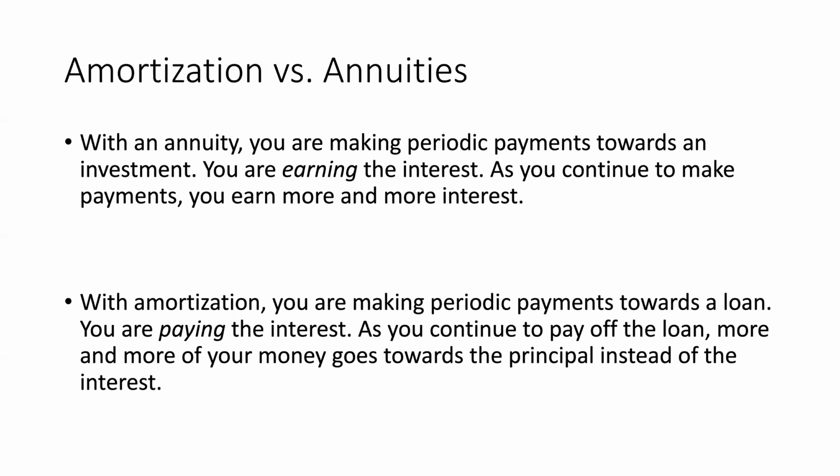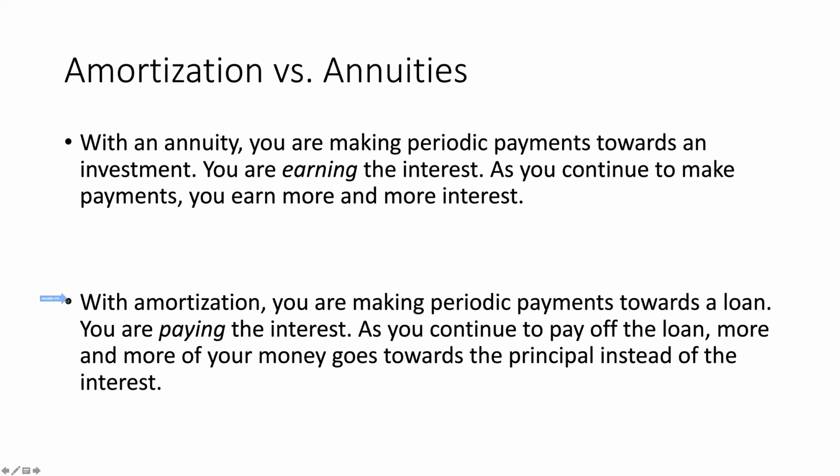Now, this is a little bit different from annuities that you learned about in the last section. So I'm going to highlight this. With an annuity, you're making periodic payments towards an investment, and that means that the interest on annuities is interest that you're earning. As you continue to make payments on an annuity, you earn more and more interest because that amount builds up and it generates interest over time.